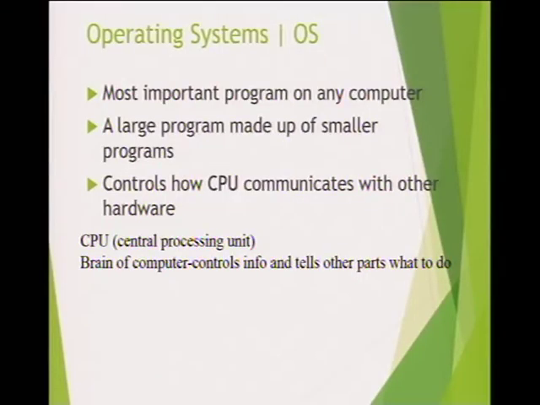In operating systems, you find that the most important program on any computer is the operating system. It's a large program made up of smaller programs. It controls how the CPU communicates with the hardware. When we talk about the CPU, we are talking about the central processing unit. It's the brain of the computer. It controls the information and tells other parts what to do. So you should understand what a CPU is.